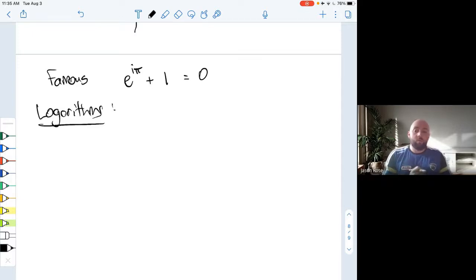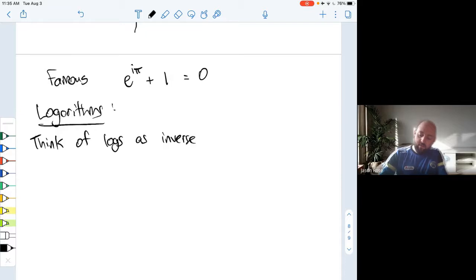But we're definitely not done talking about exponents, because the first thing I'm going to say in the log section is think of logs as the inverse of exponents.